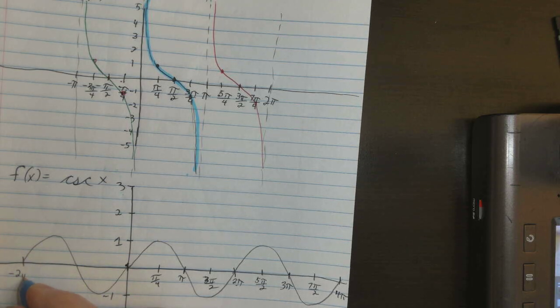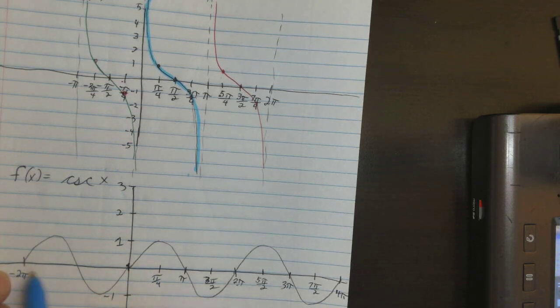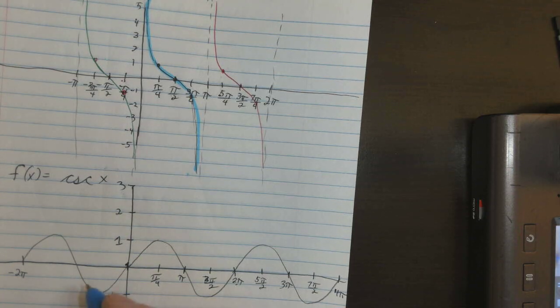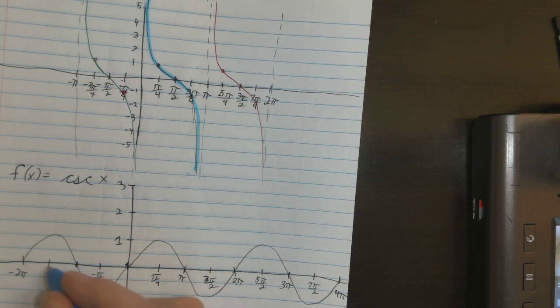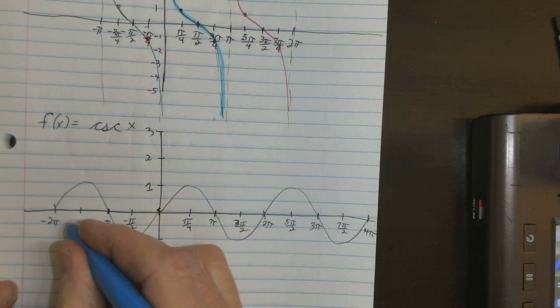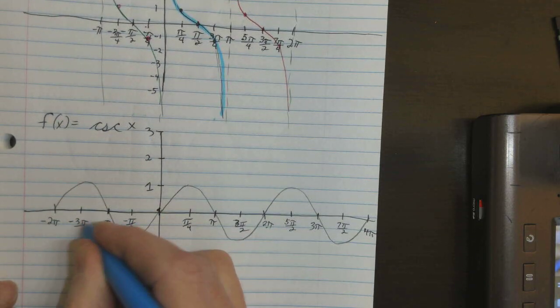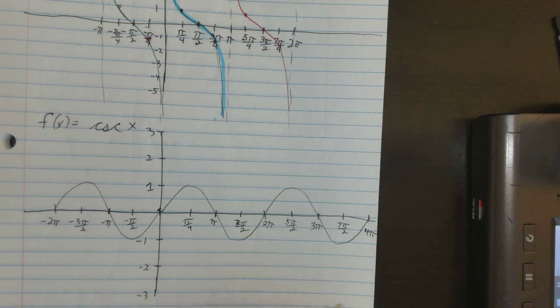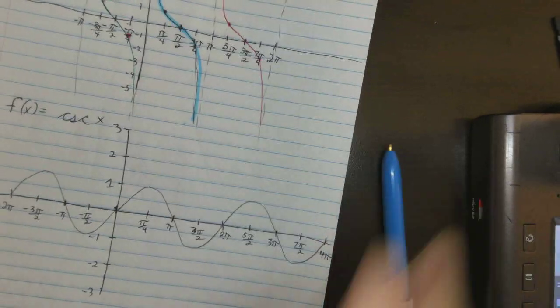And then, that's -2 pi. Period on sine is -2 pi. Remember, sine and cosecant are reciprocals of each other. This is -pi. -pi over 2 halfway. Halfway here is -3 pi over 2. Okay. Now here's the next thing.